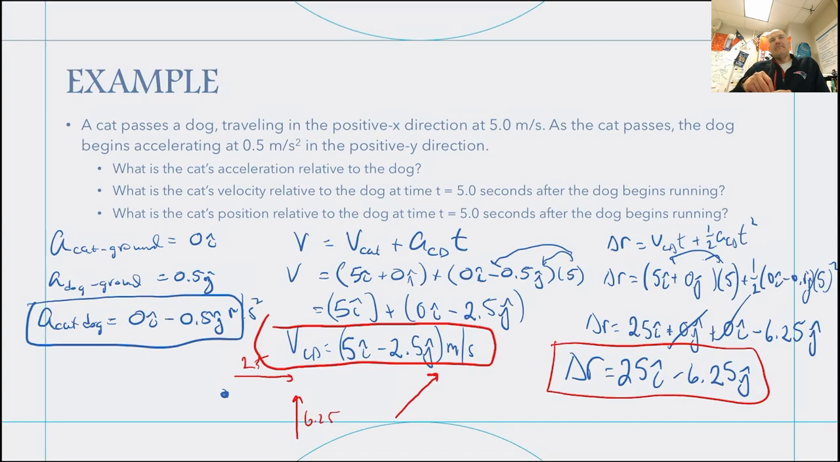If it says what is the magnitude or what is the displacement it traveled relative to the dog, then you would say 25 squared plus negative 6.25 squared, and take the square root of that to get the magnitude. All right, so that's going to end our conversation about reference frames and relative velocities and so forth. The next video is going to finish the unit, and we're going to talk about more of this multi-dimensional motion.